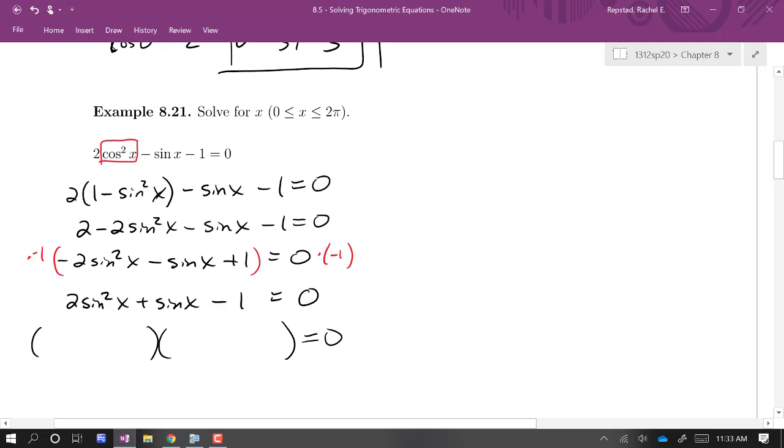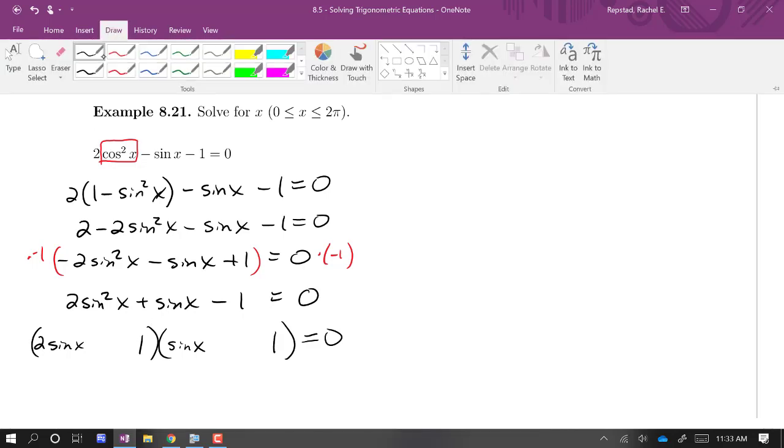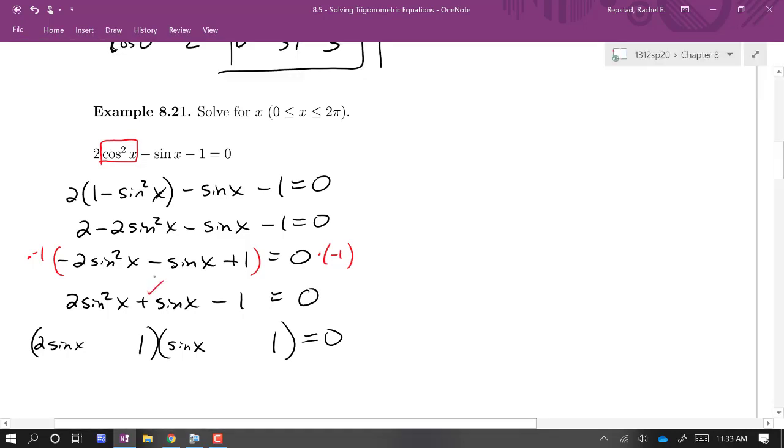To get a 2 sine squared x, I know I'm going to need to multiply 2 sine x by sine x. We have a negative 1 at the end, so I know I need a 1 and a 1, but one's going to be positive and one's going to be negative. And the one that works out to give us the plus 1 sine x in the middle is if we have 2 sine x minus 1 and sine x plus 1. You could double check that, but that'll work out to the quadratic above.